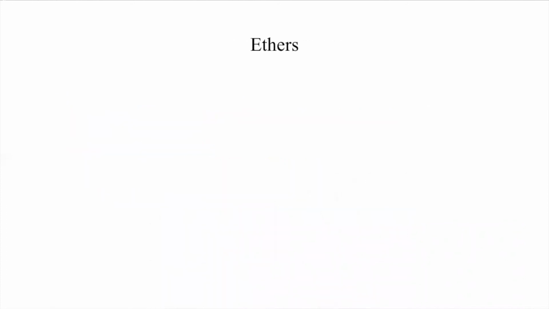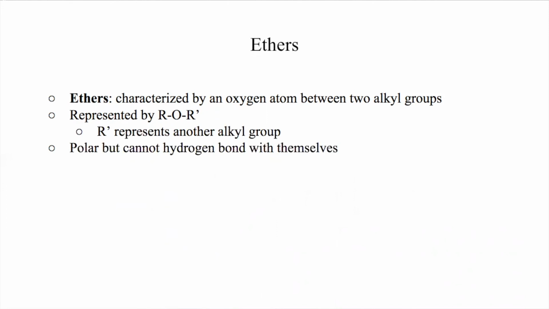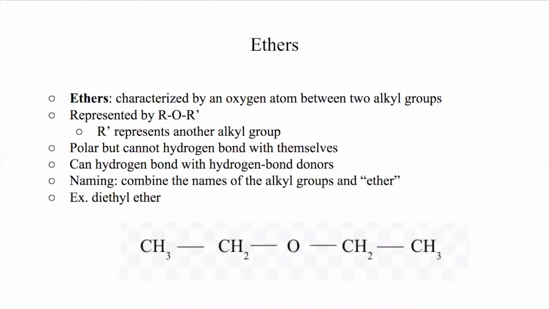Next, we have ethers, characterized by an oxygen atom between 2 alkyl groups. This structure can be represented by the formula ROR', where R' represents another alkyl group. Ether groups are polar, but cannot hydrogen bond with themselves, since they contain no OH bond. However, they can hydrogen bond with the hydrogen bond donors. To name ethers, combine the name of the alkyl group and ether. This nomenclature will be further clarified in later videos. A common example of an ether is diethyl ether, used for starting engines in the cold.